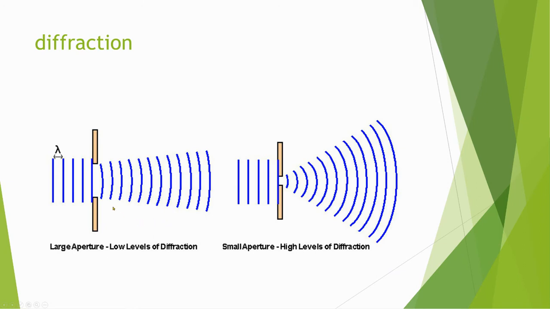A large aperture causes low levels of diffraction, and a small aperture diffracts the wave more. It's just saying, hey, if there's a large opening here, we're not as diffracted as much as we are if it's a small opening.